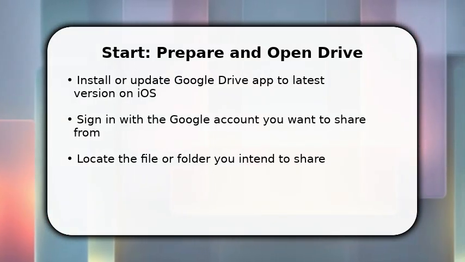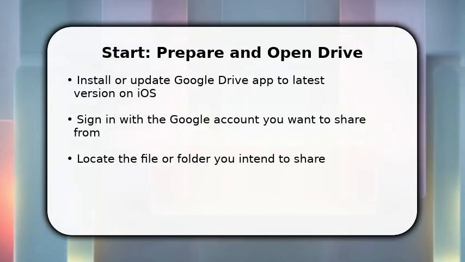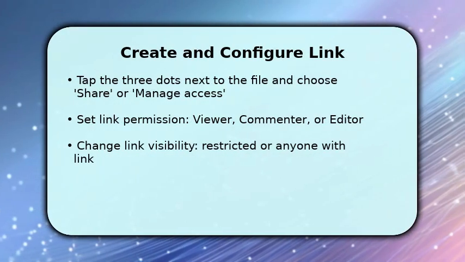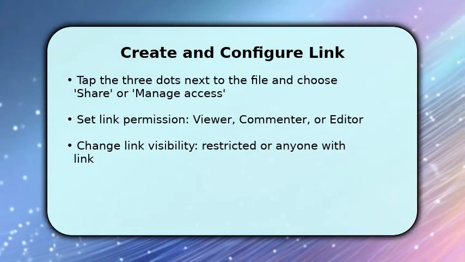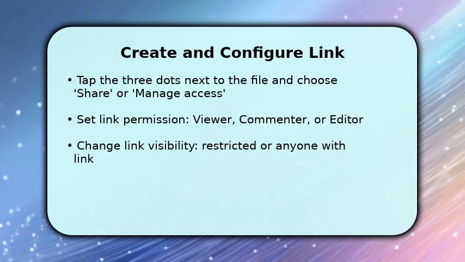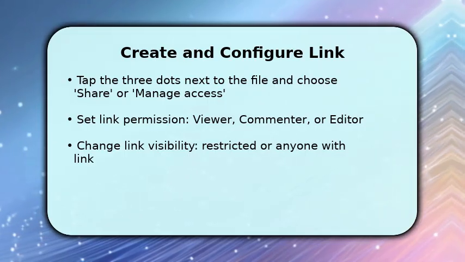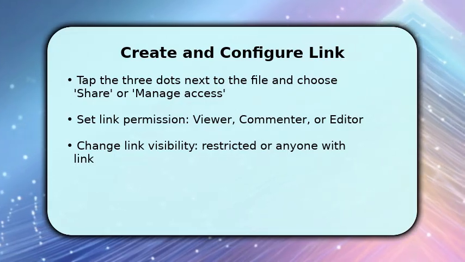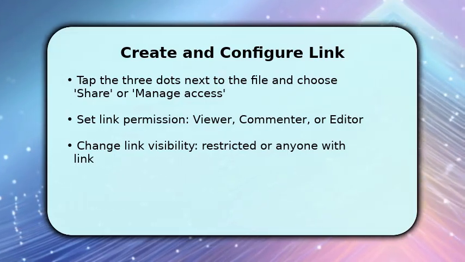Now that the item is visible in Drive, you're ready to create the shareable link. Tap the three dots beside the file and choose Share or Manage Access to reveal link options. This step controls who can open or edit the file. Make sure to change the permission level depending on whether recipients should view, comment, or edit.